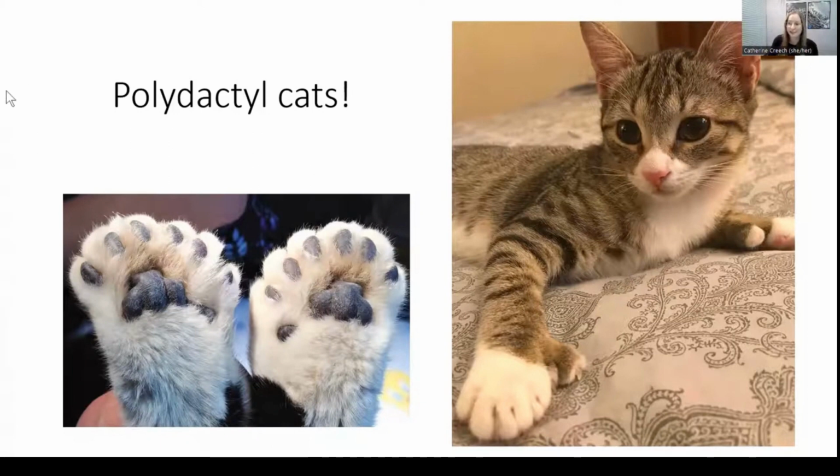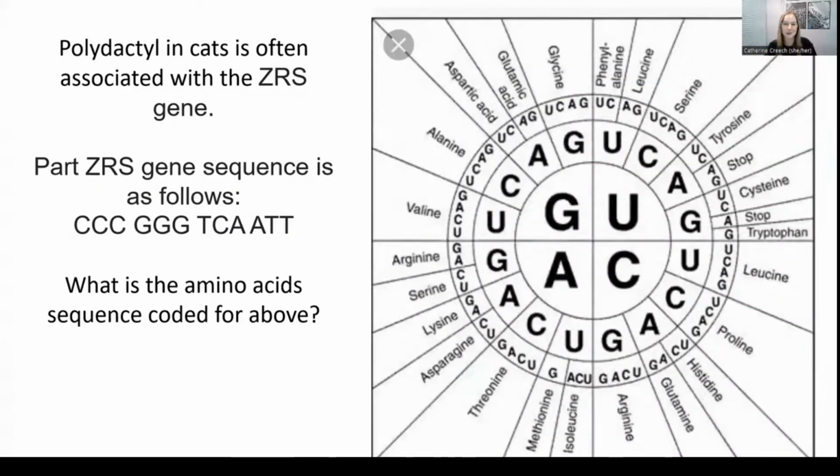Moving to the next slide. Okay, so here's our practice problem. Polydactyly is associated with the ZRS gene. So I've already got a couple pieces of information. Part of the ZRS gene sequence is as follows: CCC, GGG, TCA, ATT. And then the question that we're going to try and answer, which should feel familiar from your quizzes and your homework, is what is the amino acid sequence coded for above?